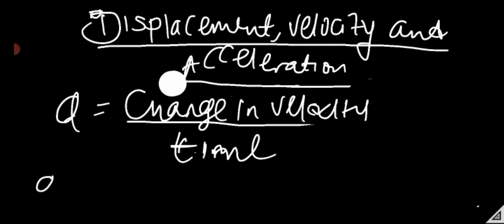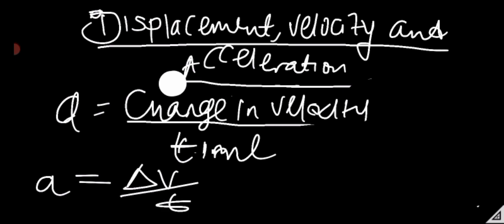The second one to note is a equals delta v, still the same thing as change in velocity over t, which is also the same thing as, note this, v minus u all over t. This is the formula for acceleration. So let's take a simple example before we go.